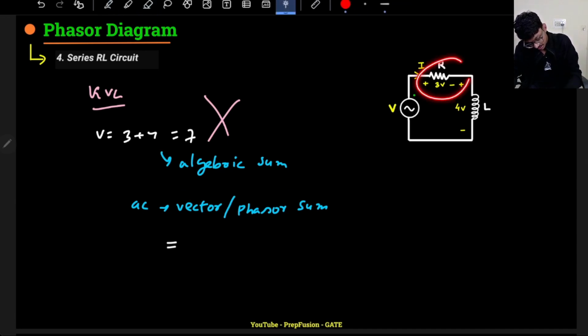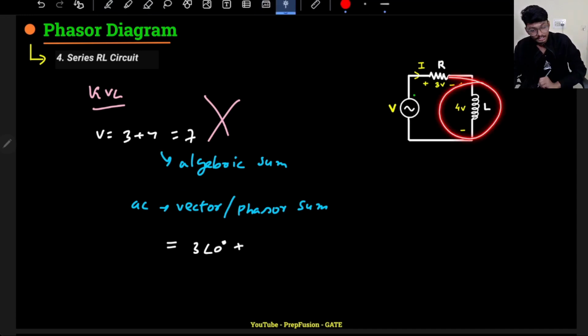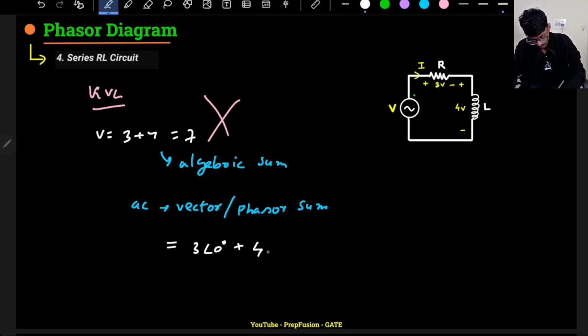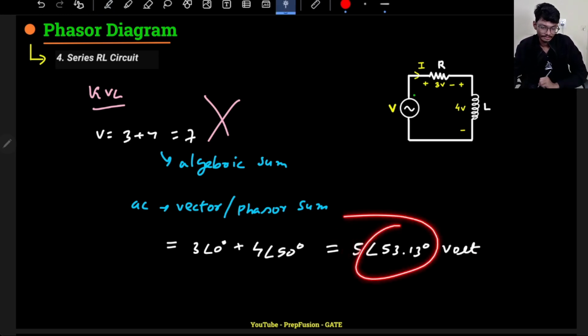The voltage across the resistor will be in the same phase, that is 3 angle 0, but the voltage across the inductor will be leading by 90 degrees with respect to the current. So this will be 4 angle 90. It will not be just 3 plus 4, right? So ultimately the value comes out to be 5 angle 53.13, because I remember what tan inverse 4 by 3 is, that helps me. I also recommend you remember that. This will be the magnitude, that is the under root of 4 square plus 3 square, and the angle. I hope you do not simply add like that.